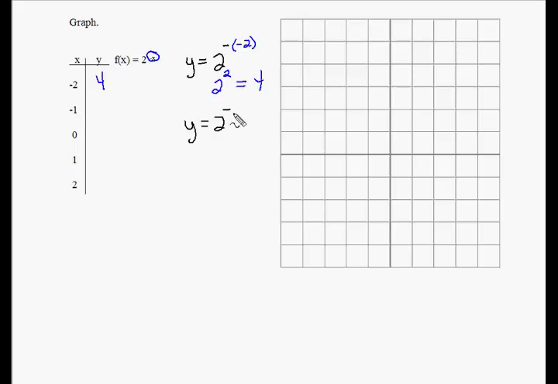Now let's put in negative 1 into the original equation. 2 raised to the negative negative 1, which is 2 raised to the positive 1, which is 2. Putting 0 back into the original equation, 2 raised to the opposite of 0. Well, the opposite of 0 is still 0, and 2 raised to the 0 power is 1.